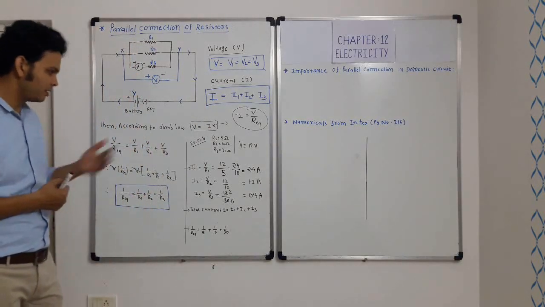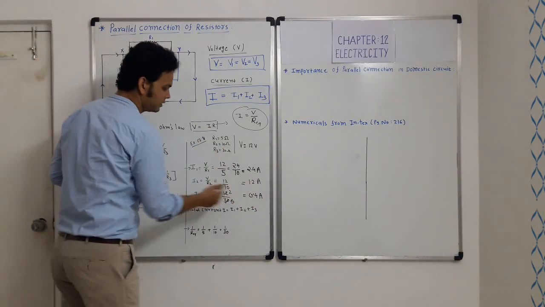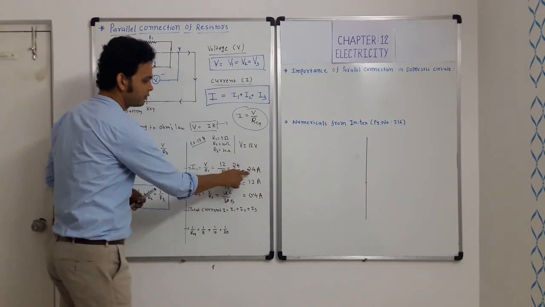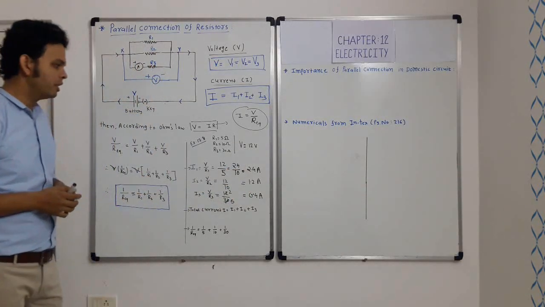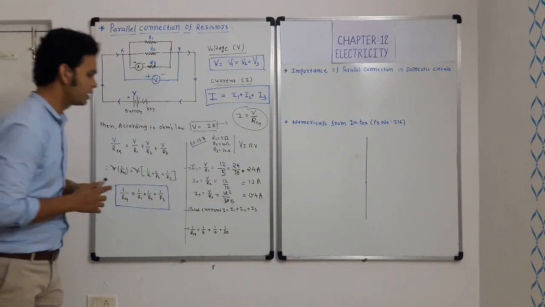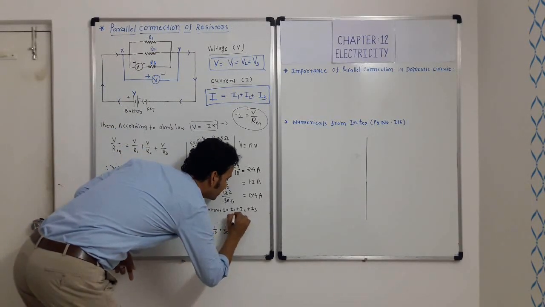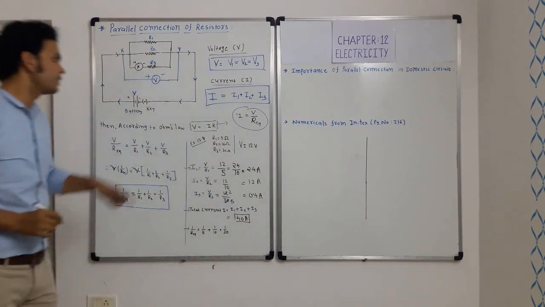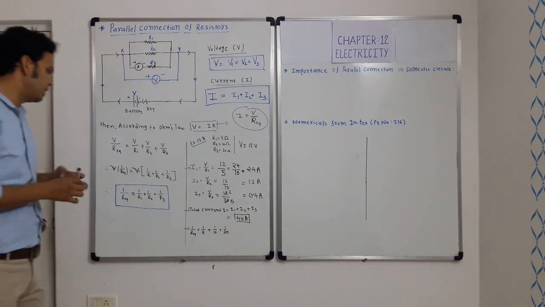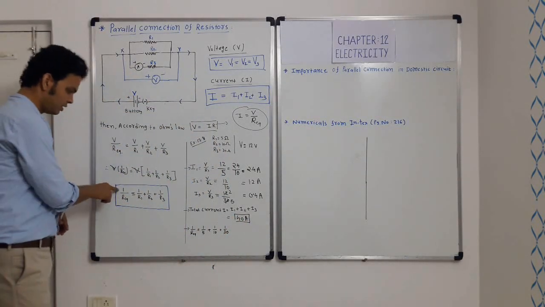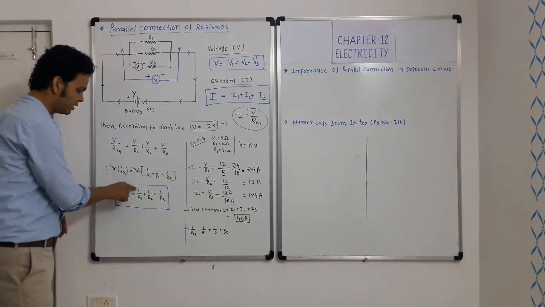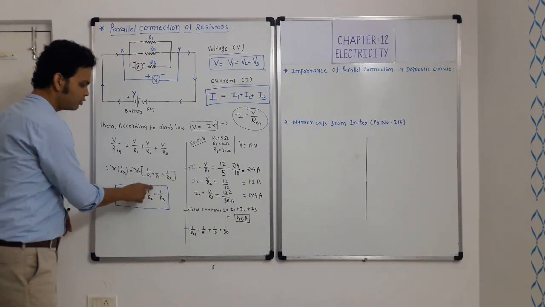Part B is the total current, so it is just the sum total of these three, I1, I2 and I3. So 2.4 plus 1.2 is 3.6, 3.6 plus 0.4 is 4 ampere. So here it is 4.0 ampere. Part C is the equivalent resistance. Now for equivalent resistance we have this formula: 1 upon R equivalent is 1 upon R1 plus 1 upon R2 plus 1 upon R3.